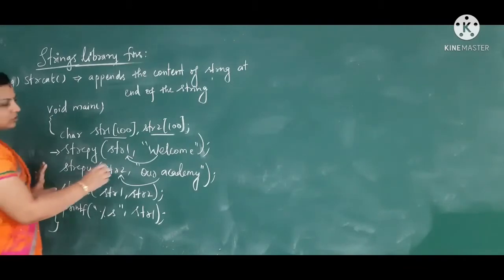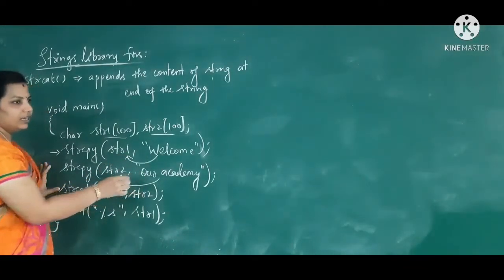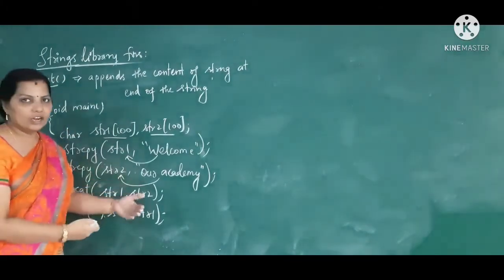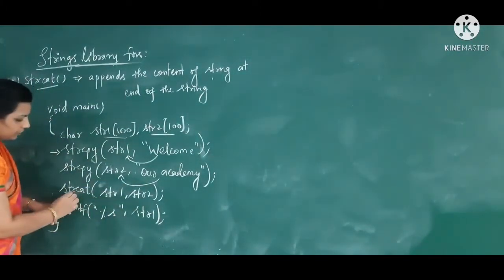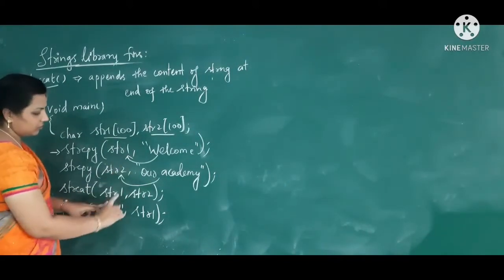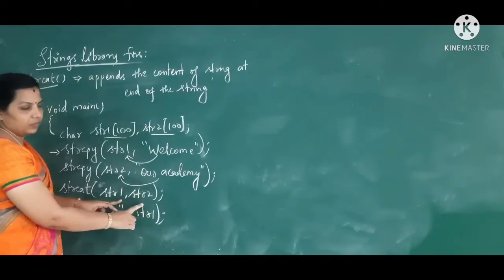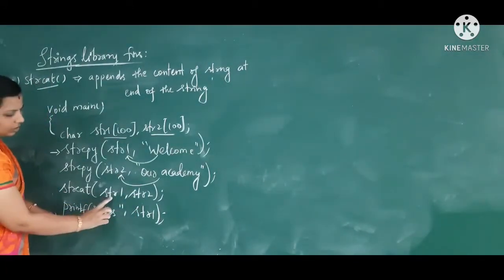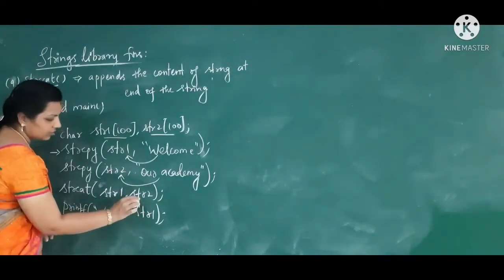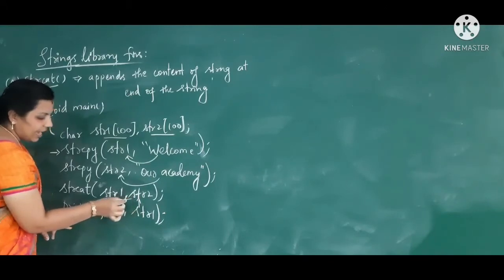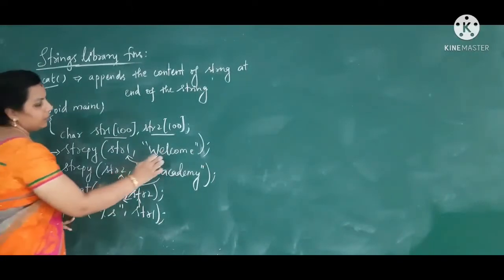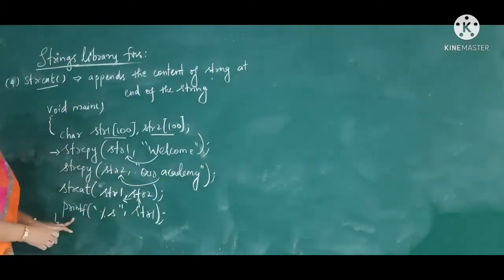Now what I want to do is concatenate these two, right? Simply, concatenation means appending the content of a string at the end of another string. So you have to specify strcat followed by str1, that is my first string, comma, my second string. When I execute, what happens here? Whatever string is present in string 2 is added to the end of string 1, right? So my output will be welcome academy, right?